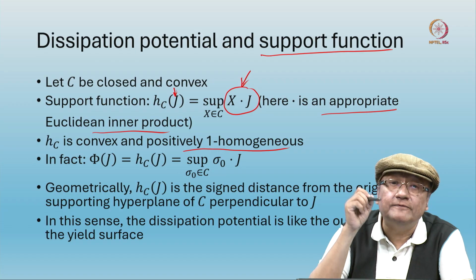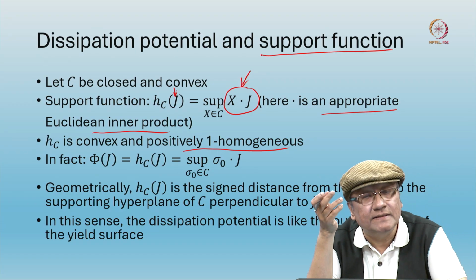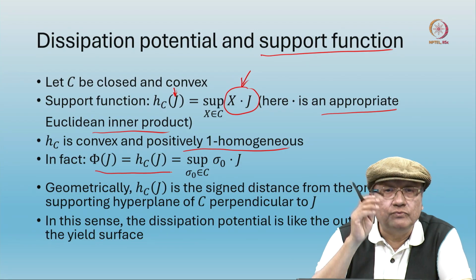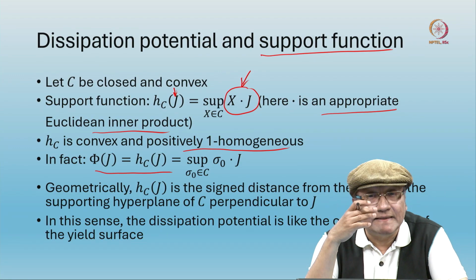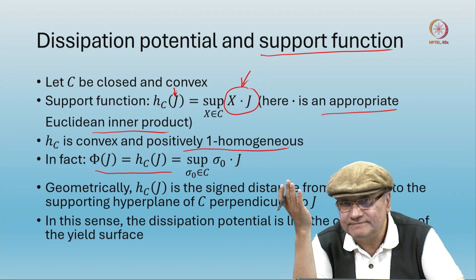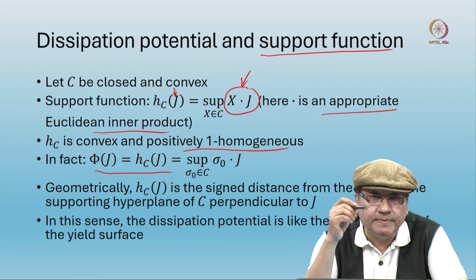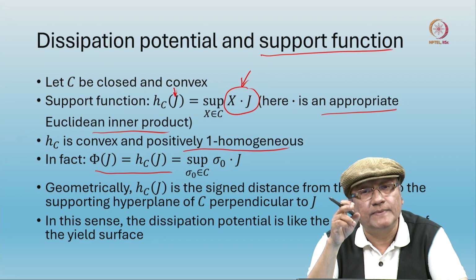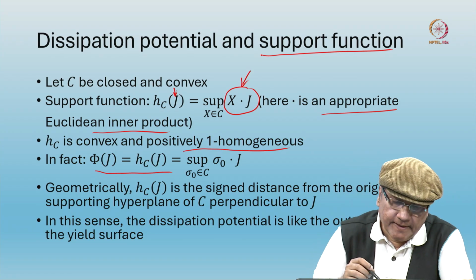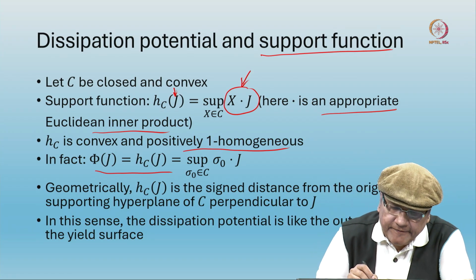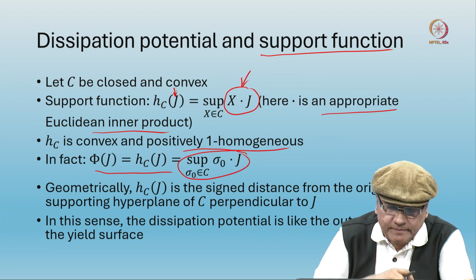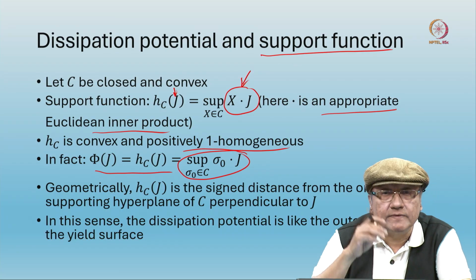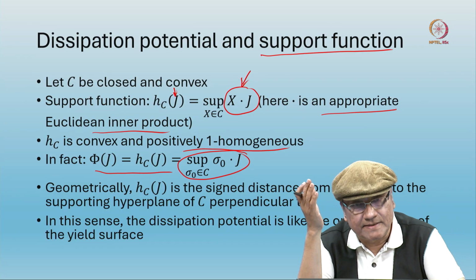And then if I can find H_C(J) given the set C, then my phi(J), which is basically the dissipation potential, is nothing but that H_C(J). So it is a pretty simple and a very principled way of finding the dissipation potential for rate independent plasticity. By definition, this is the supremum over all sigma_0, the deviatoric stresses, of the inner product of sigma_0 with the fluxes J.